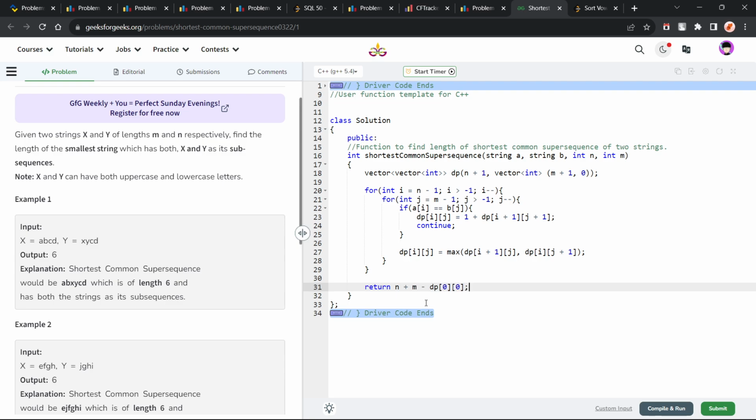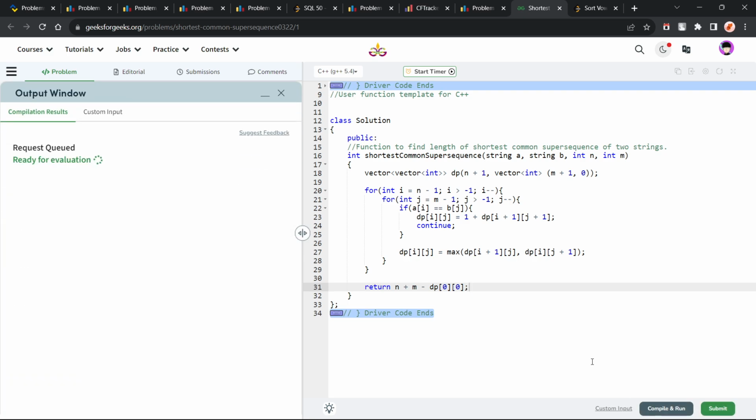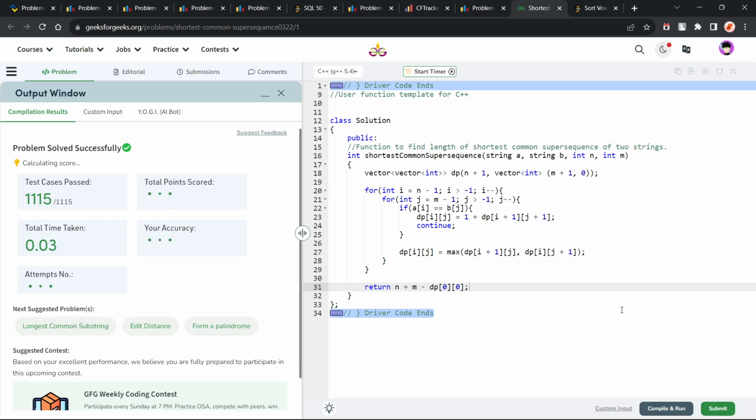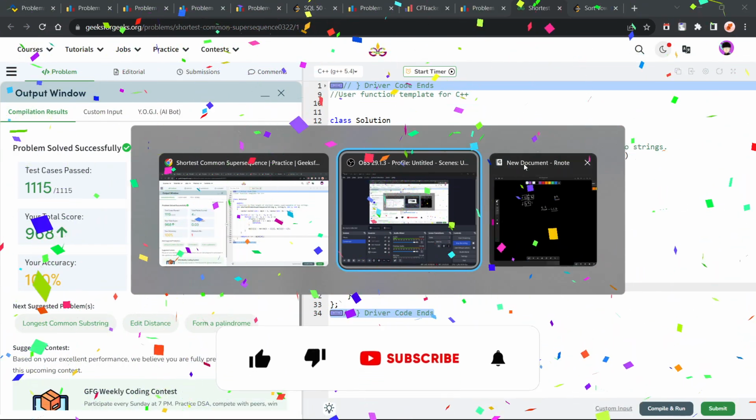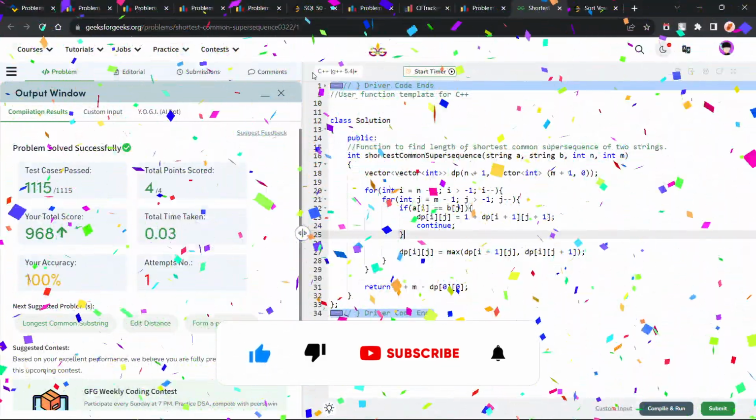So let me try to run it first, and then I'll properly explain what I'm trying to do. So this works here. We'll just try to submit it. Yeah, so this was correct, and so the solution is correct.